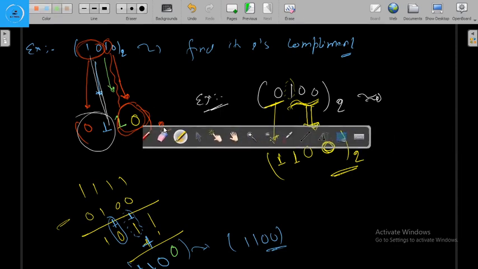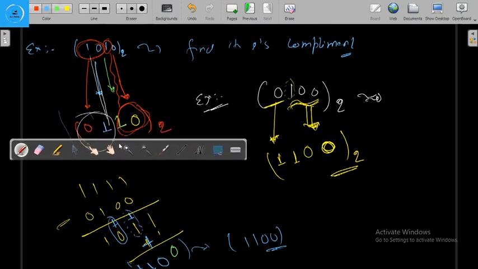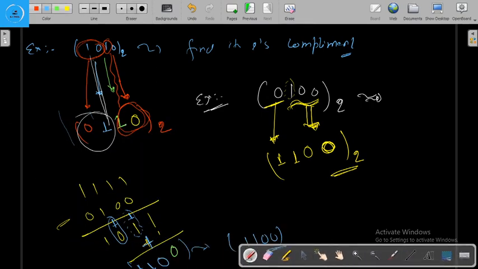See here we are getting the same thing, 1 1 0 0, here also we are getting 1 1 0 0. So we have cross-checked that our shortcut is working. So what we are going to do: first we are going to write the number as it is, before the 1 comes the first time. After getting the 1, we are just going to write the opposite of the given number.